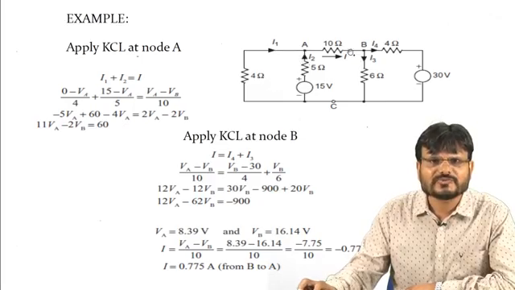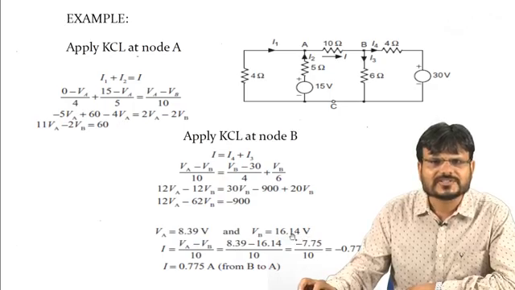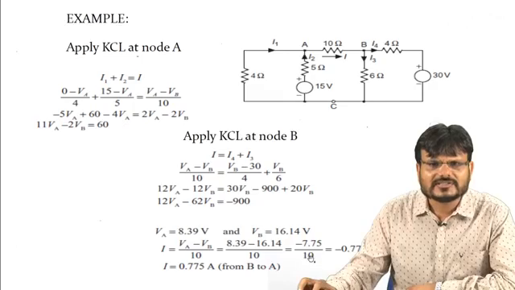Now suppose you have to find the value of the current I. So I is equal to what? VA minus VB upon 10. And what is the VA? 8.39, and VB is equal to 16.14. So just put the values here. Here you can see this current is denoted as minus 0.775.